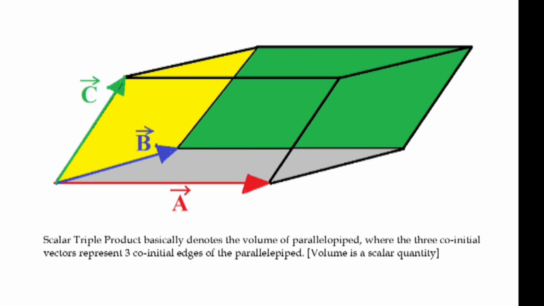It is to be noted that the scalar triple product basically determines the volume of a parallelepiped. A parallelepiped is shown on the screen. It is basically a parallelogram in 3 dimensions. The 3 vectors represent the 3 co-initial sides or edges of that parallelepiped, and the box product or the scalar triple product calculates the volume of that figure.